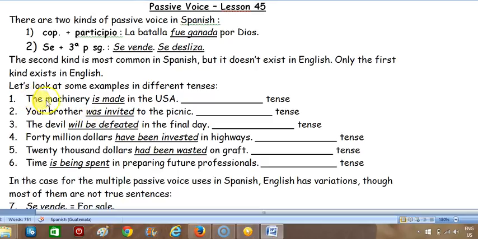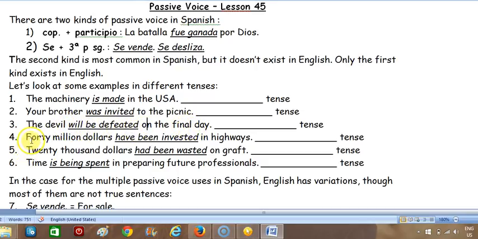Great. Sentence number 1. The machinery is made in the USA. Okay, so what verb tense is that? I'm going to let you figure that out. Number 2. Your brother was invited to the picnic. Okay, number 3. The devil will be defeated on the final day. That should read "on". I'm going to change it right now. The devil will be defeated on the final day.